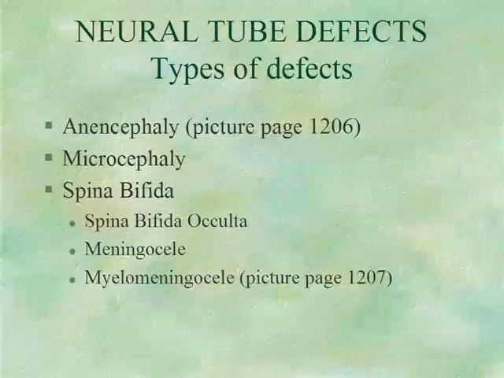And then the last of the neural tube defects, which I want to spend a little more time on, is spina bifida. We can think of spina bifida as an umbrella term, and then the different types of spina bifida are listed there. Spina bifida occulta, a meningocele, and then a myelomeningocele. You have pictures in your textbook on the bottom of page 1206 that outline the differences between these. And you can think about these as increasing in severity as we go down the list.